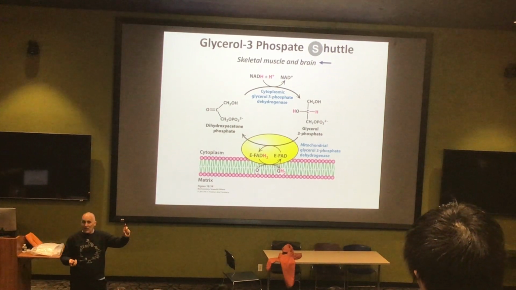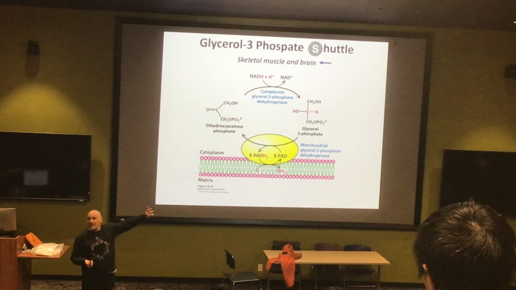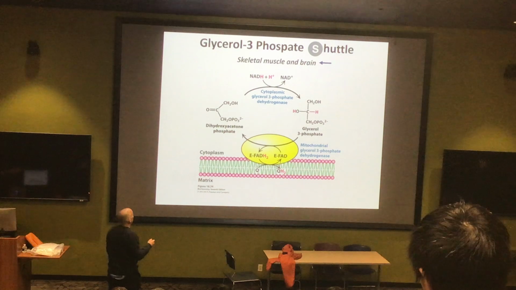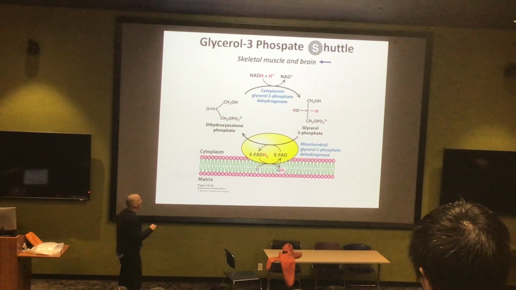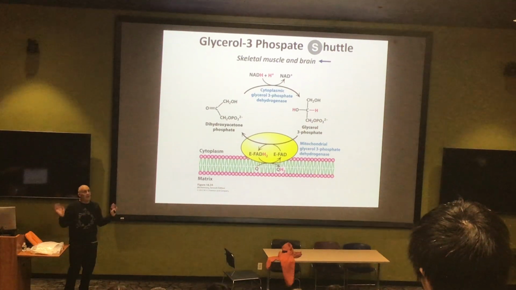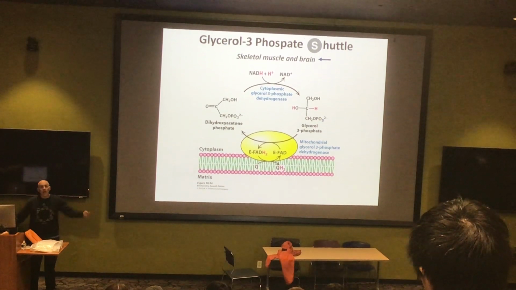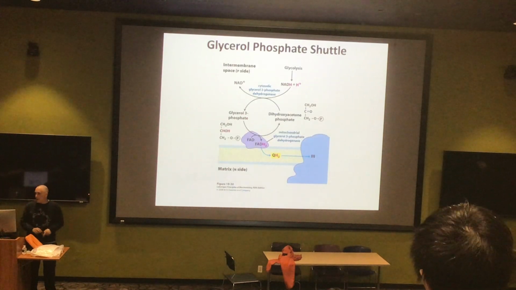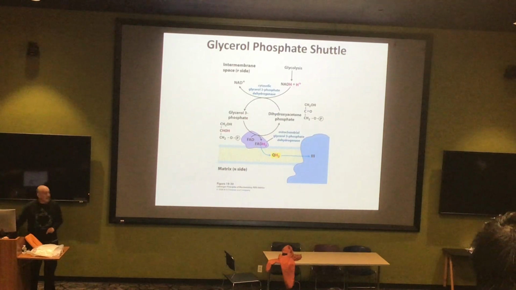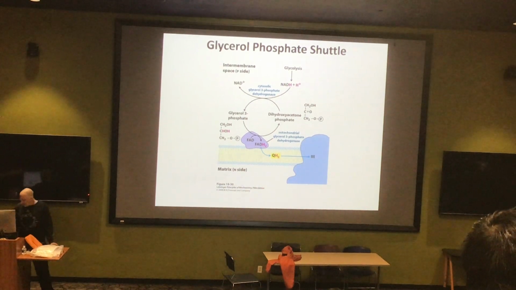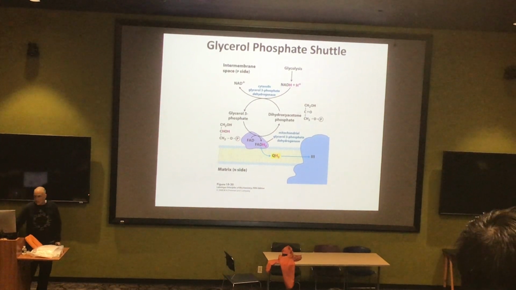So NADHs that are generated by the citric acid cycle can pump 10 protons. NADHs that were generated in skeletal muscle and the brain by glycolysis can only pump 6 protons. We just skipped complex 1. That was a loss. They were NADHs, but they're not the same. So this is what we call, again, the glycerol phosphate shuttle. Same thing. I just really like both slides. They're kind of indecisive. So it's not two different processes, just to be clear.